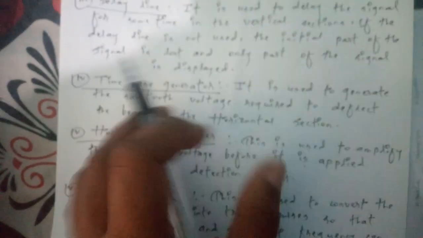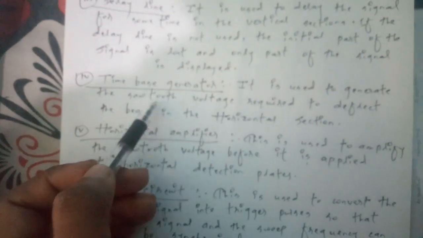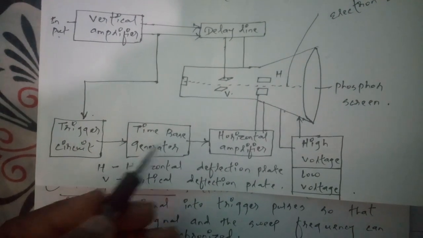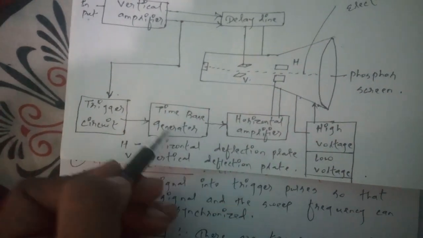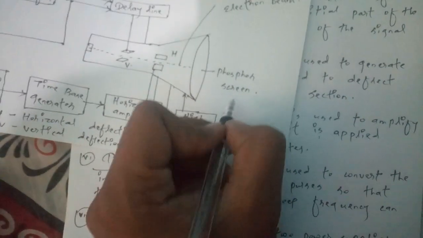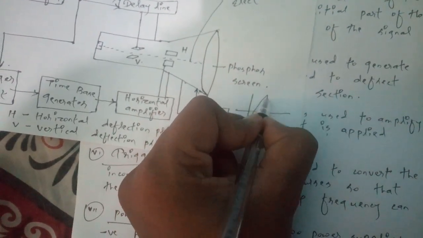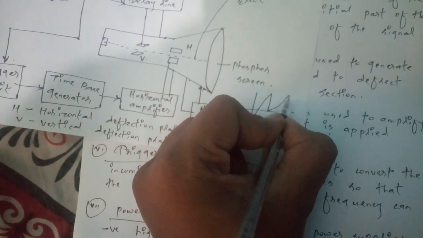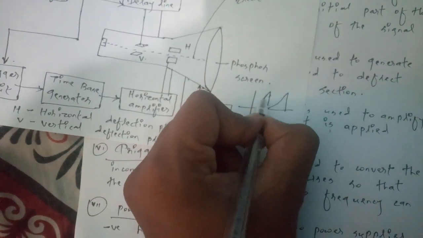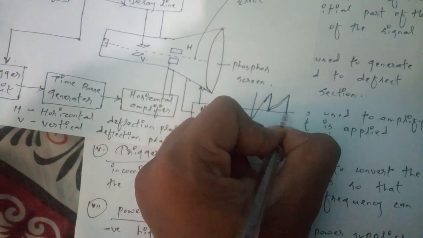The time base generator is used to generate the sawtooth voltage required to deflect the beam in the horizontal section. Look here, this is the time base generator. It is used only to develop the sawtooth voltage, like this one, a saw-like voltage.